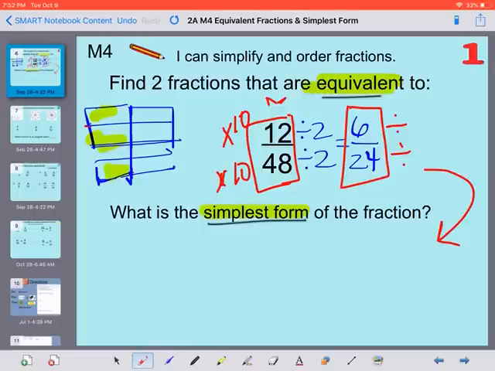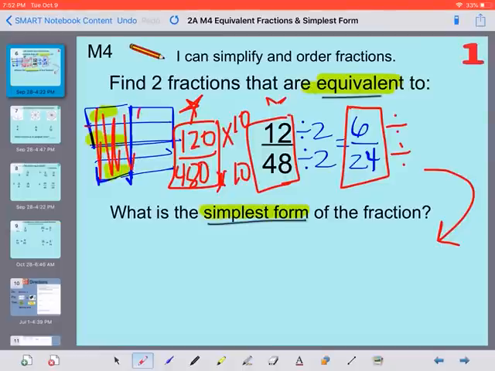I'm going to multiply by 10 on both. 12 times 10 would give me 120. 48 times 10, you're just putting a 0 on the end, is 480. Even though they're really big numbers, it's really the same fraction. It's just like dividing this up into a lot of little tiny pieces. We still have the same amount colored in. Okay? So those are two fractions that are equivalent. You can have any two fractions that are equivalent. It doesn't have to be the same ones I had.